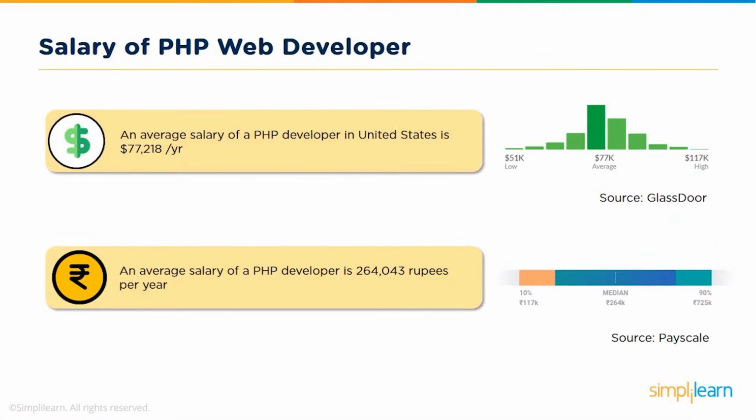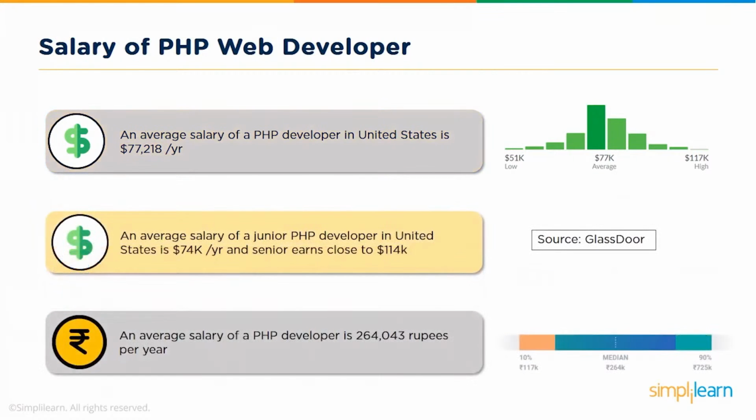From Glassdoor reports, we found a PHP developer's salary to be an average of $77,218 annually, while a PHP developer in India earns an average salary of 2,64,043 rupees per year, according to PayScale.